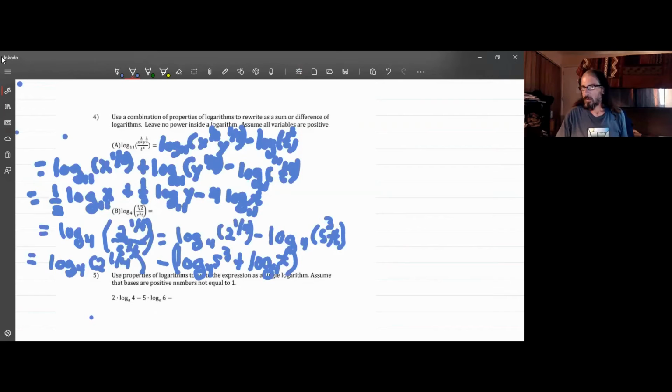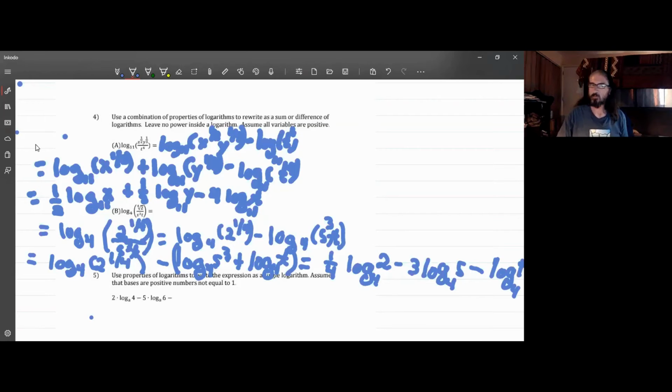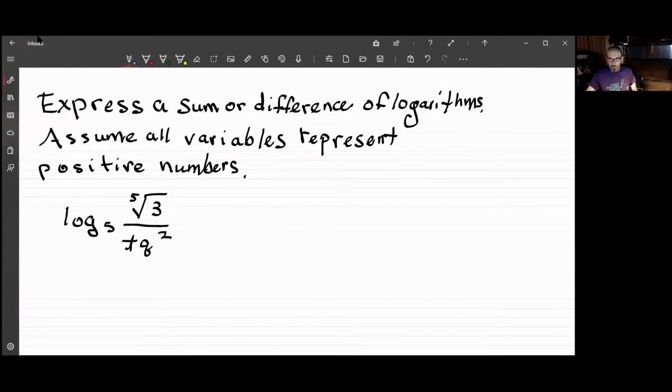I'm going to put two steps together at once, although we should be really careful. I'm going to distribute that subtraction as well as apply the power rule. So we're going to have 1/4 of the log of 2 in base 4 minus 3 times the log of s in base 4. But because I've distributed that subtraction, minus the log of t in base 4. As mentioned in a previous video, splitting up a single logarithm into separate logarithms is like reversing the order of operations.